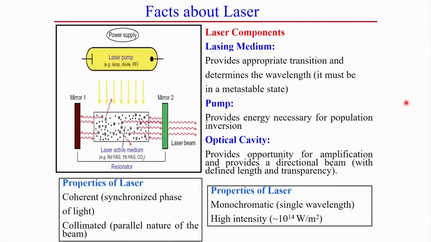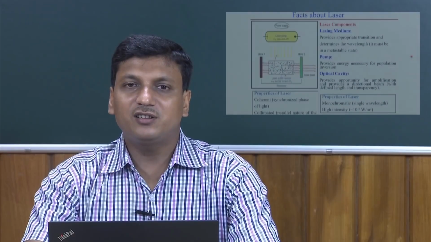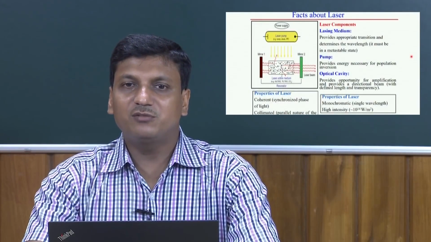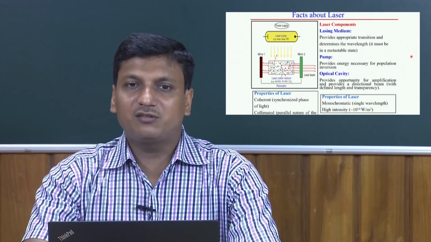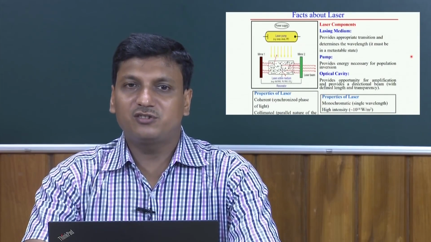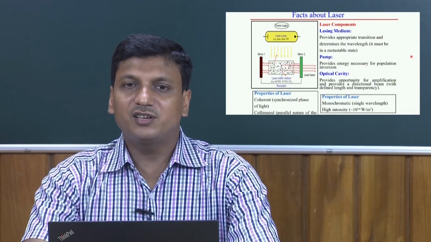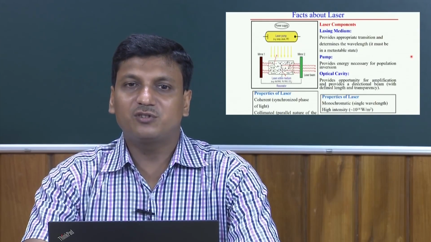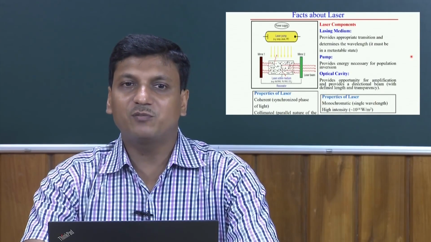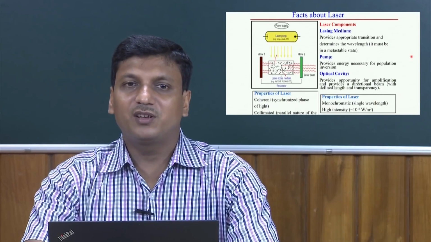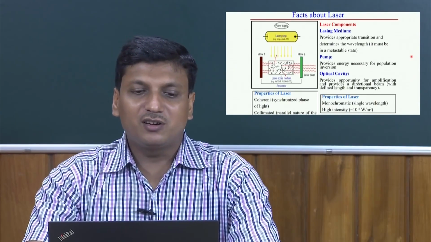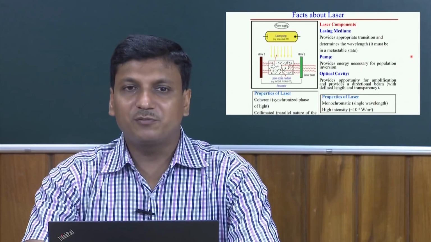The basic components of the laser: the first is the lasing medium. The lasing medium provides the appropriate transition and determines the wavelength of the laser. Of course, it must be a metastable state. But before the lasing medium, energy is necessary for the population inversion, and that comes from the laser pump. It may be a laser pump, a diode pump, or a lamp pump.